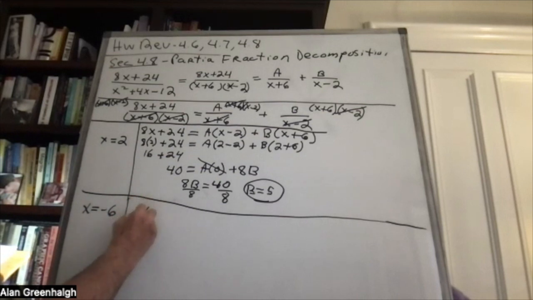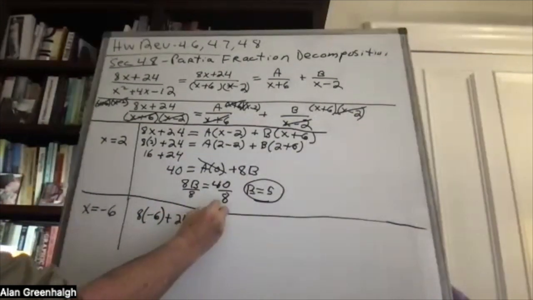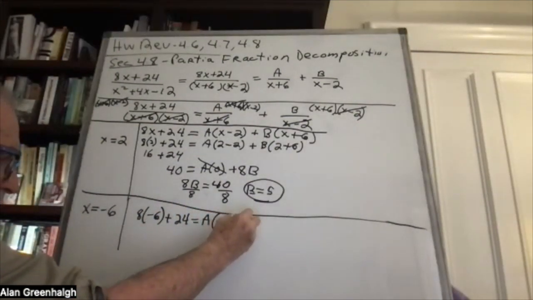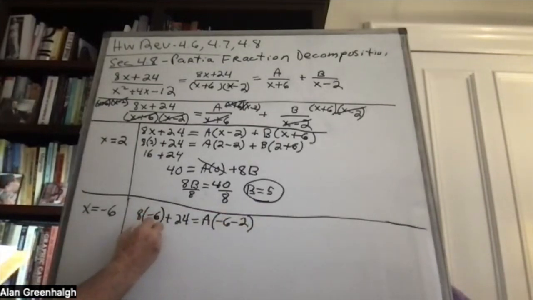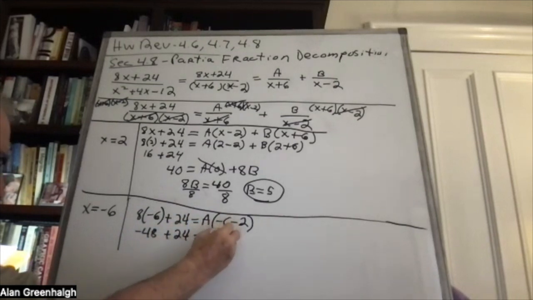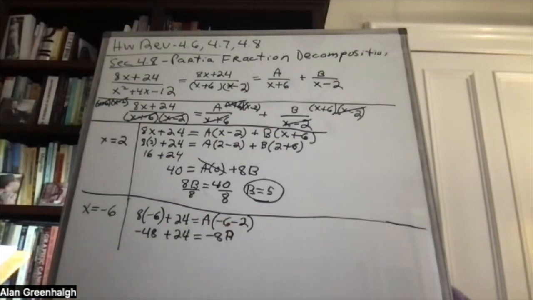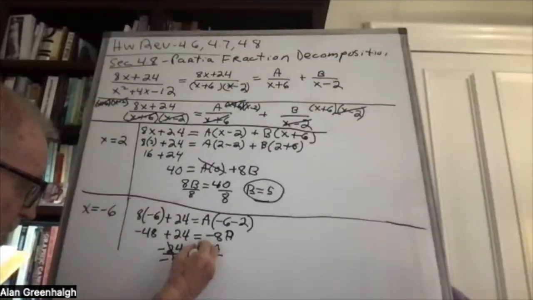So 8 times -6 plus 24 is equal to a times -6 minus 2. And that's -48 plus 24 equals -8a. -8a, I almost wrote a b. And this becomes -24 equals -8a, divide by -8. This time I kept it like that. I didn't switch it around. And this becomes 3 equals a. There it is.